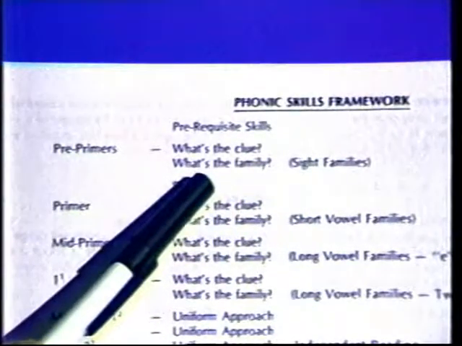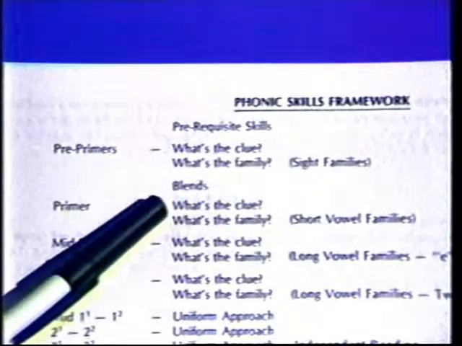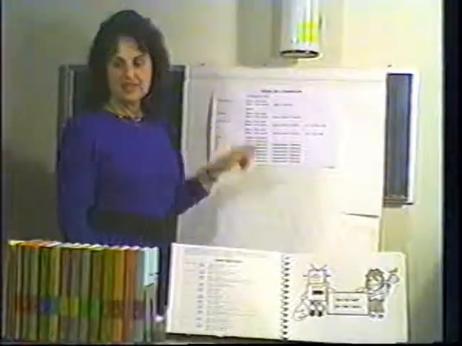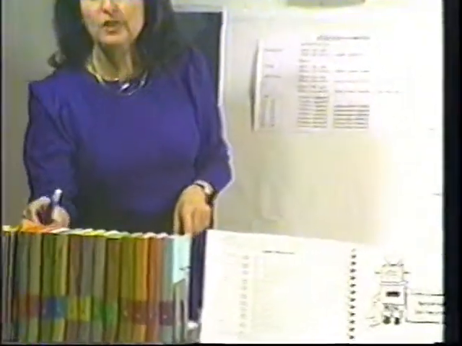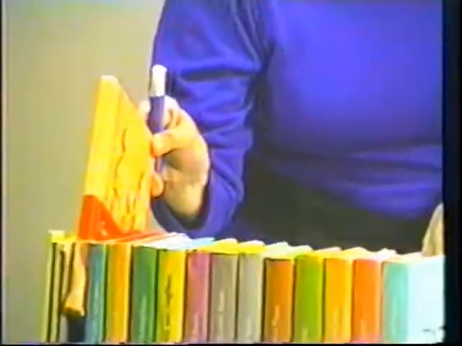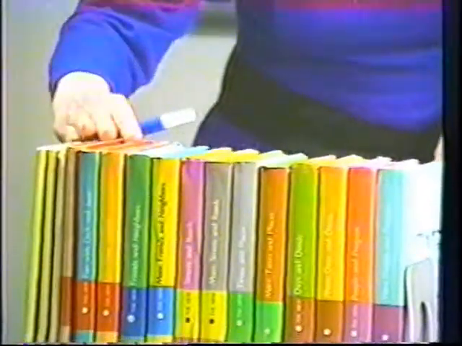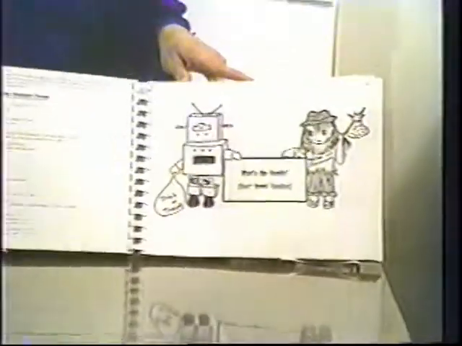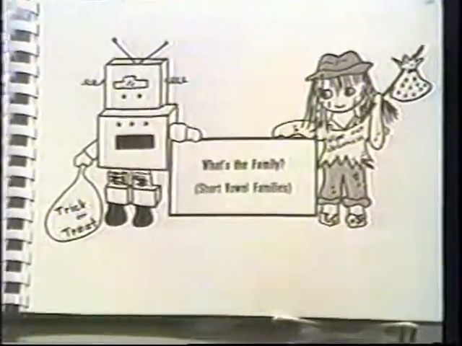When we completed all of the pre-primers, we introduced the blends. Now, the next book is called the primer, and it looks like this, and usually it is the first hardcover book. Now, when you get to the primer, we're going to introduce the next set of families. We will introduce the short vowel families.